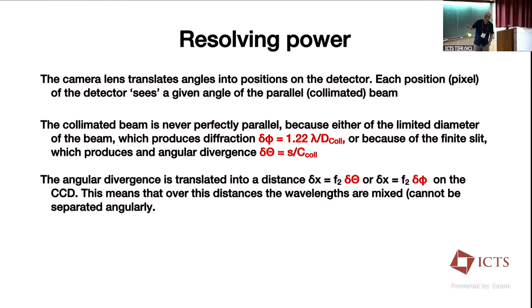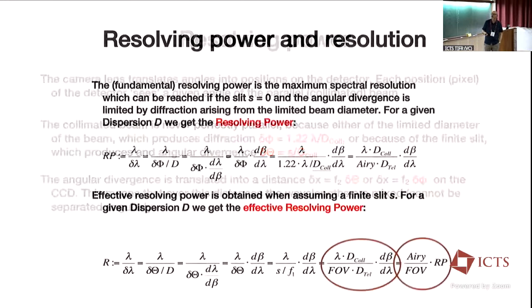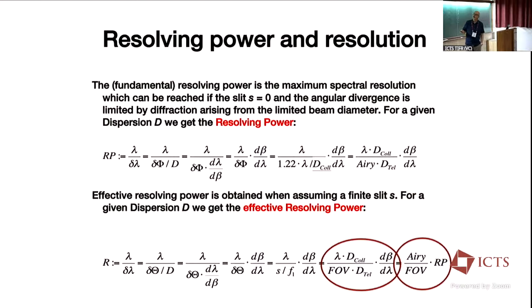And then this converts on the detector, you have to multiply with the focal length of the camera. So you can go through the maximum resolving power you can get here, lambda over delta lambda, which depends on the dispersion and the divergence. Divergence here, in the best case, is given by the diffraction within the spectrograph, because the collimated beam is only 10, 20 centimeters wide. So you will have diffraction, and so you will end up with this formula here.